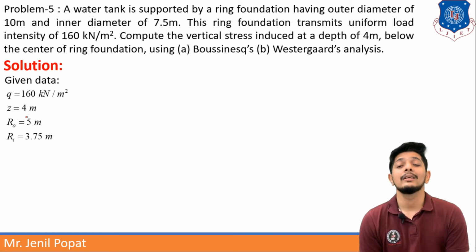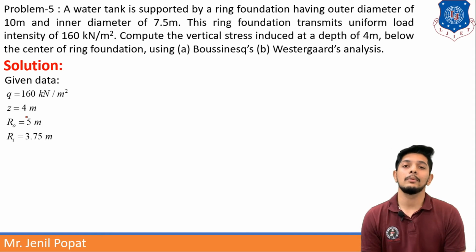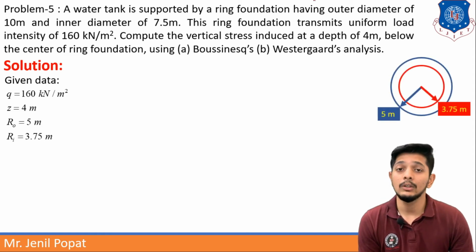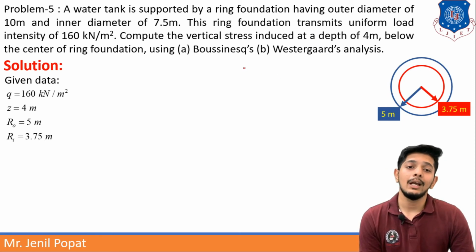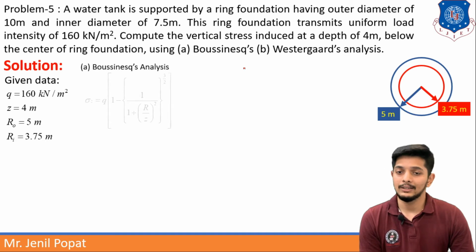I am taking it as outer diameter 5 meter and inner diameter is 3.75 meter. We should draw it like that. So red one is inner diameter and blue one is outer diameter. Now I have to put formulas, very simple.